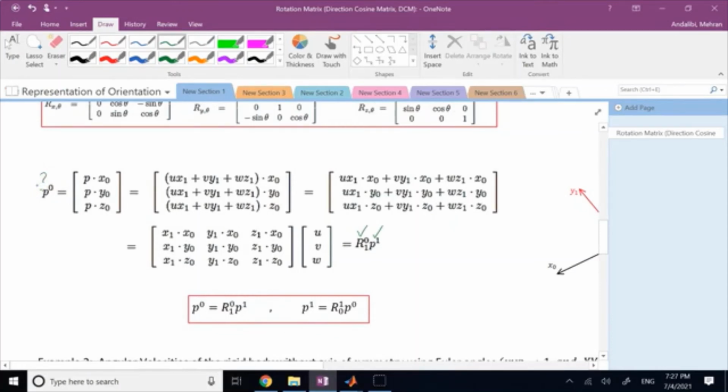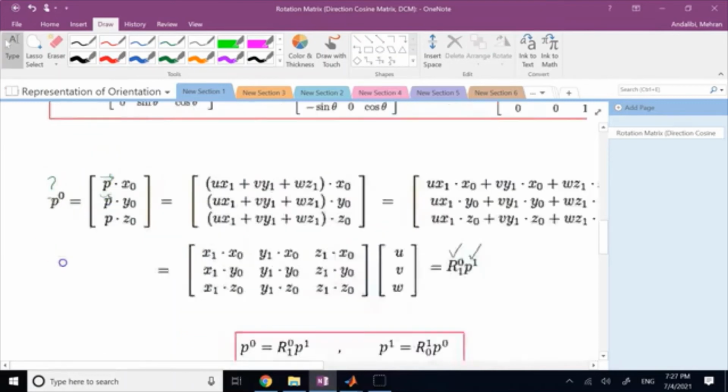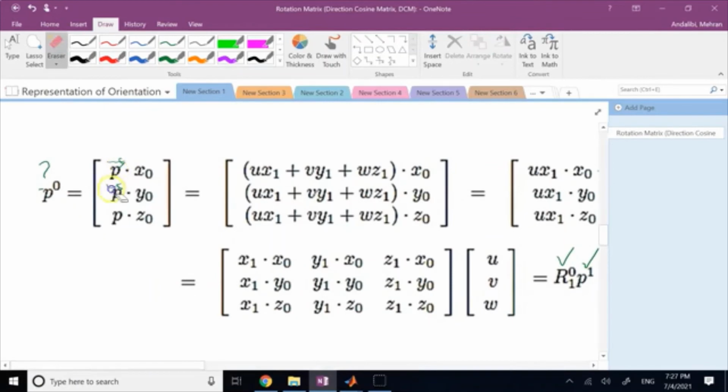And it's not really hard to show that. All you need is a simple product, and you can easily show that here. Why? Because the coordinate of P in frame 0 is simply vector P, whatever it is, dot producted with x naught, y naught, and z naught, right? Whenever you want to write any vector along any axis, all you need is to do the dot product. That's what we did with the columns of the unit vector.